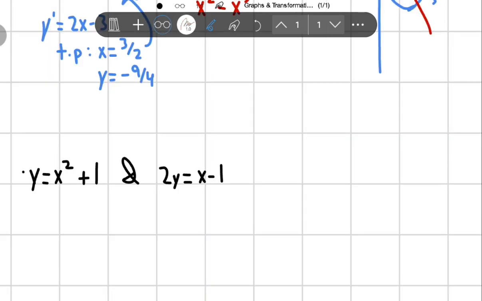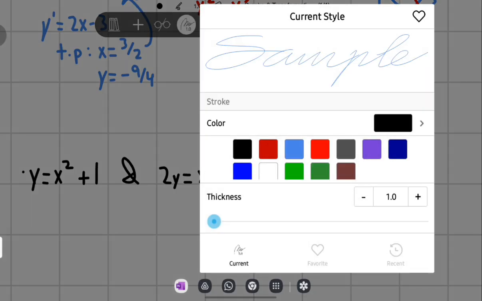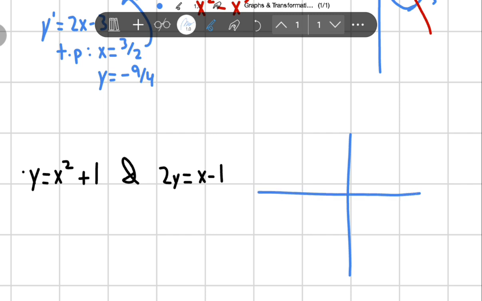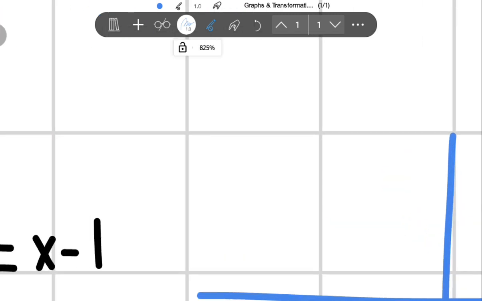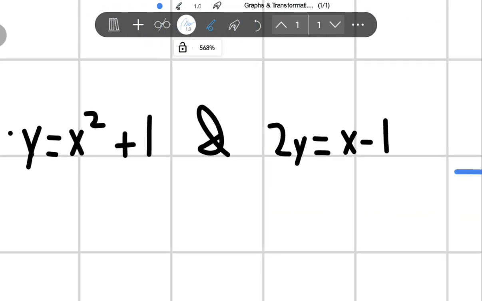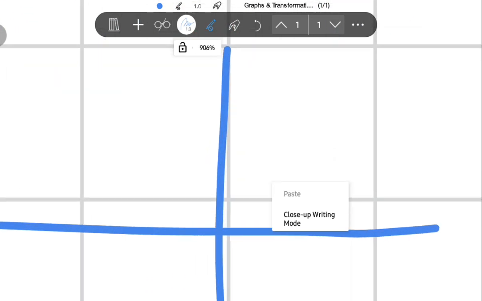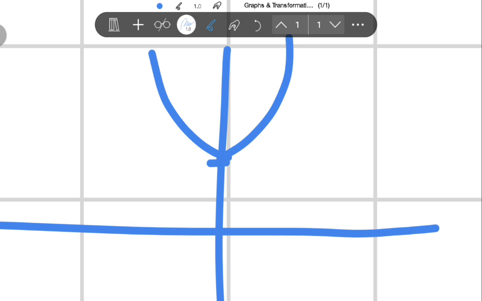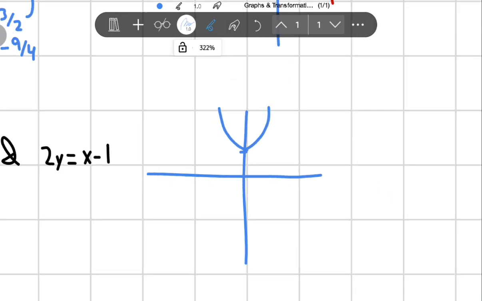Okay, another question we have is to find the points of intersection of these two functions. So same steps, nothing out of the ordinary. Just graph them. x squared plus 1. We know that x squared is basically like this, and the turning point is at the origin. But since you added plus 1, the turning point will now be 0 and 1. And we'll actually talk more about translating graphs, and you'll get to see why. So if we assume that this is 1, this is the turning point. And let's go to the next function.